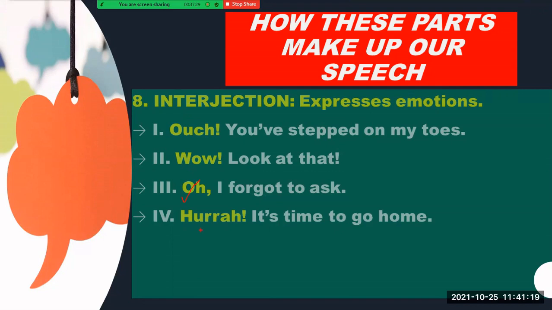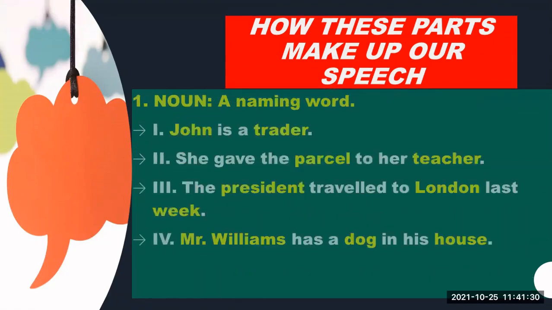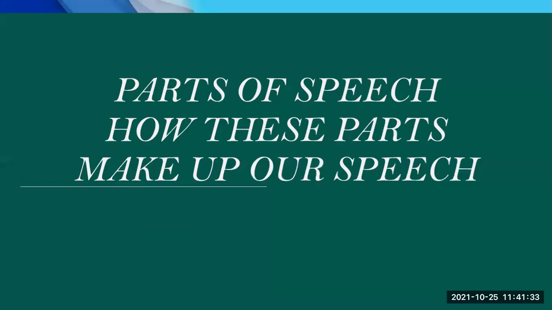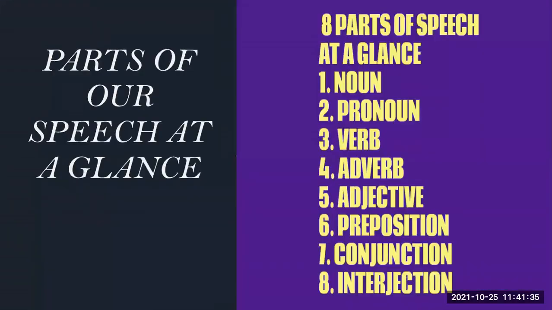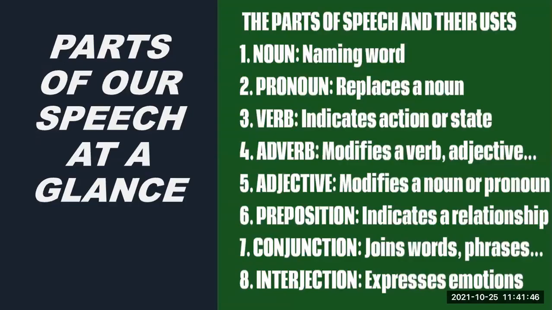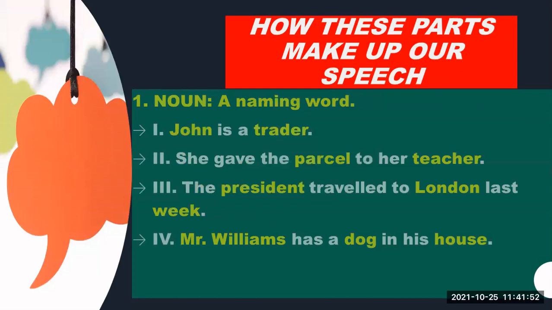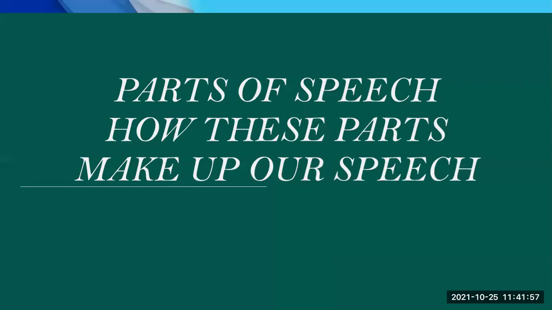All right. So these are the various parts of speech, and we have looked at how these parts make up our speech. This is where we are going to draw the curtain in today's video. We have looked at the 8 parts of speech: the noun, the pronoun, the verb, the adverb, the adjective, the preposition, the conjunctions, the interjections. We have looked at their uses, and how these various parts make up our speech.